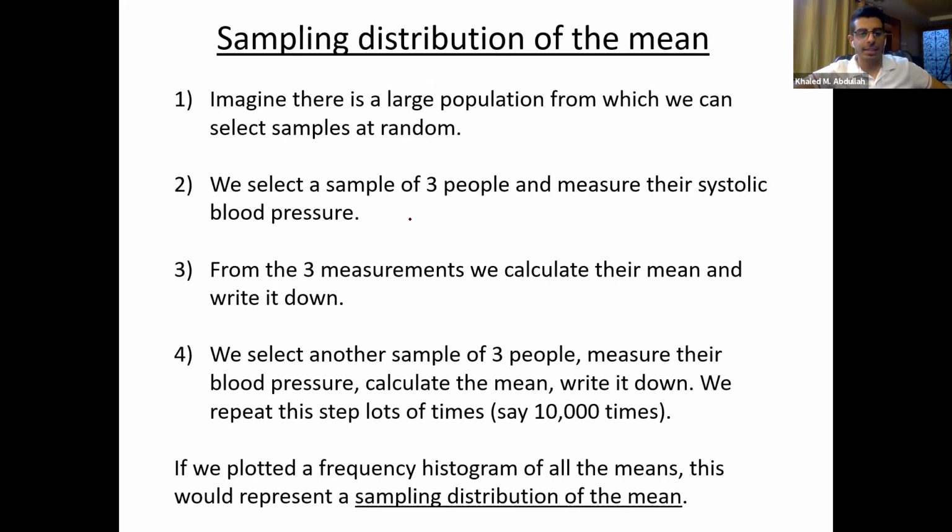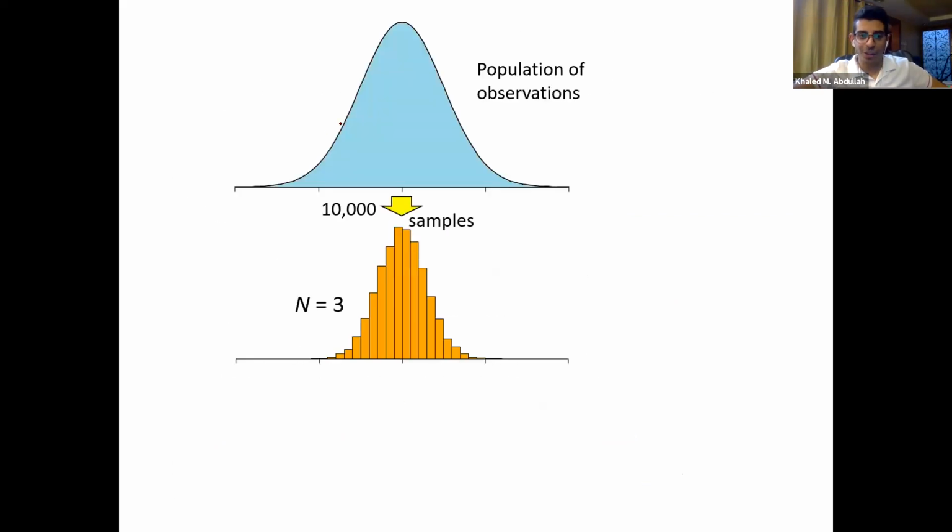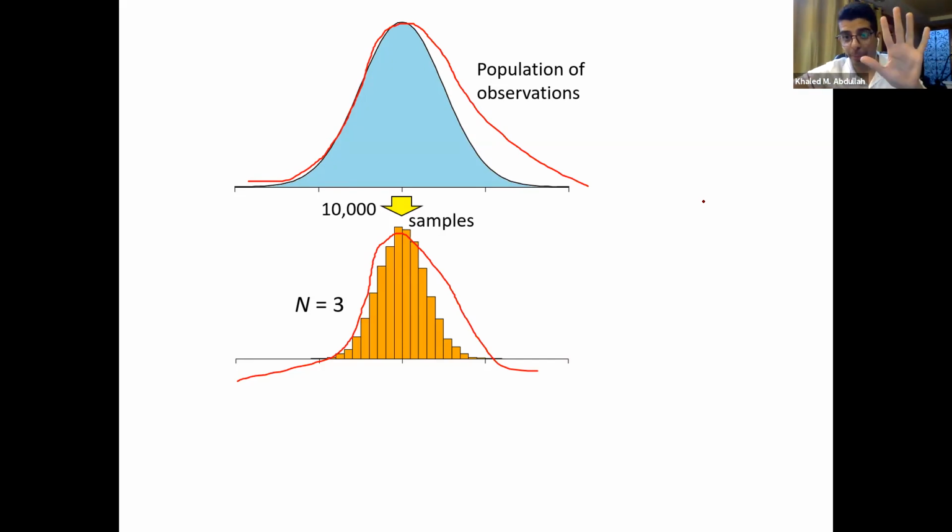So if you take a sample of 3 people, measure their systolic blood pressure, calculate their mean and write it down, and then do this 1,000 times, and plot a frequency of all the different means, we would get this. Look at how this one is a lot wider, and now it's a lot narrower. And this was with 3 people making a mean. If you pick more and more, for example 5 people making a mean, 7 people, 20 people making a mean, it gets even narrower.